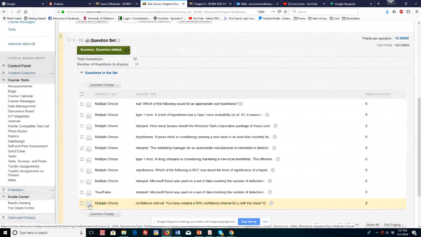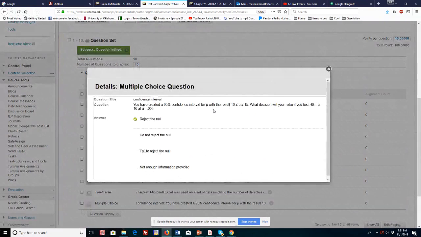Okay, and the last question here. So you have created a 95% confidence interval with the mean, with the result that the mean is less than or equal to 15, but greater than or equal to 10. So somewhere between 10 and 15. If we have the null hypothesis that the mean is equal to 16, what should our decision be?